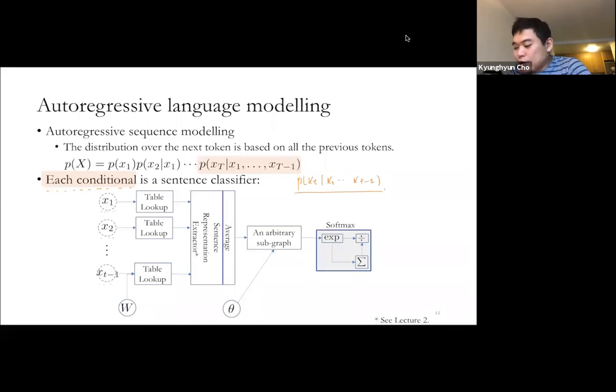As you learned last week, we first need to turn each and every one of these words into a continuous vector using a table lookup, or the word embedding. So this is table lookup, or sometimes we call it word embedding. This table lookup turns this discrete token into a continuous vector. These continuous vectors are then going to go into some kind of directed acyclic graph that's going to try to extract the sentence representation. What do I mean by the sentence representation? This is the continuous representation that represents the entire past sequence, or all the previous words.